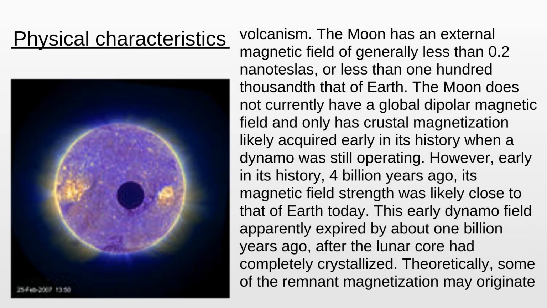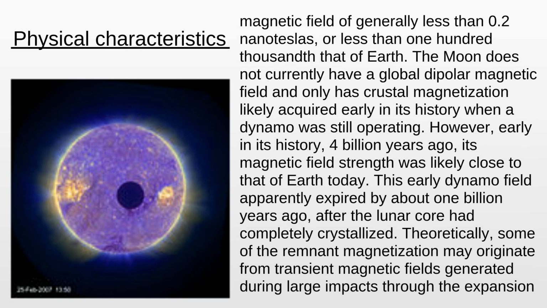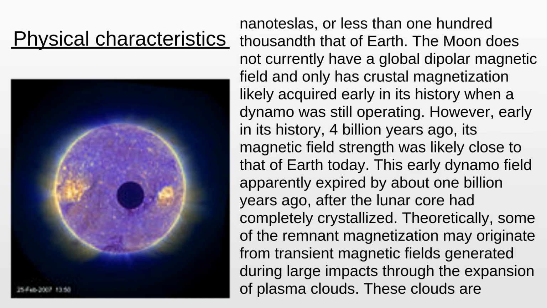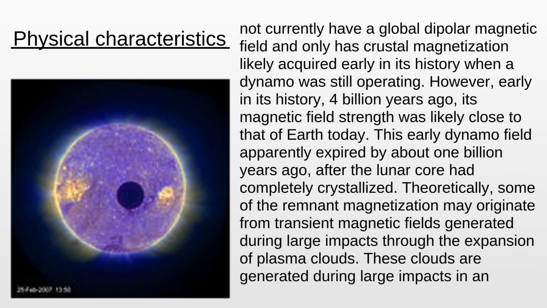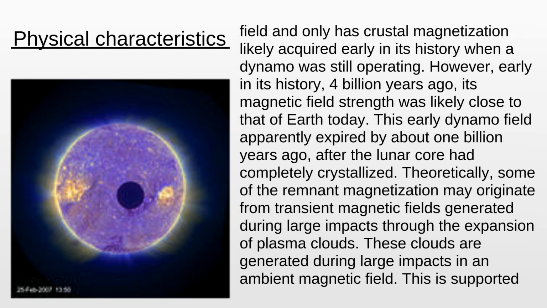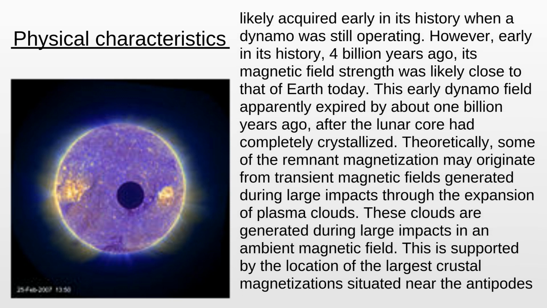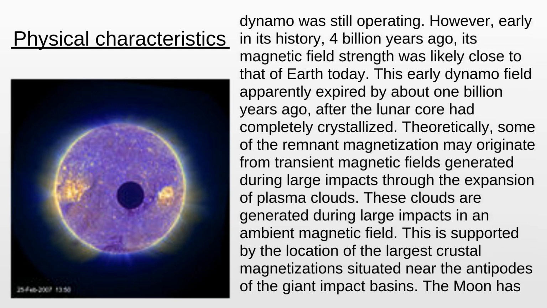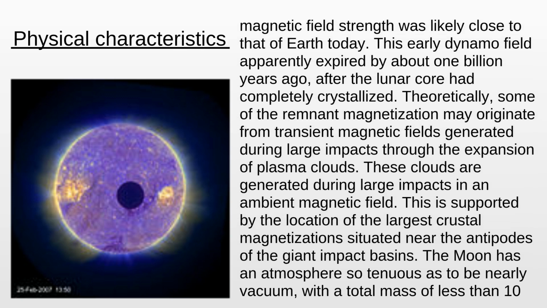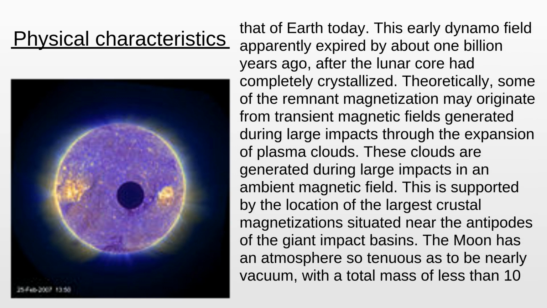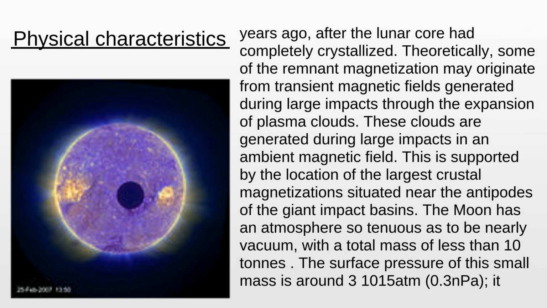The Moon has an external magnetic field of generally less than 0.2 nanoteslas, or less than 1/100,000th that of Earth. The Moon does not currently have a global dipolar magnetic field and only has crustal magnetization likely acquired early in its history when a dynamo was still operating. However, early in its history, 4 billion years ago, its magnetic field strength was likely close to that of Earth today. This early dynamo field apparently expired by about 1 billion years ago, after the lunar core had completely crystallized.